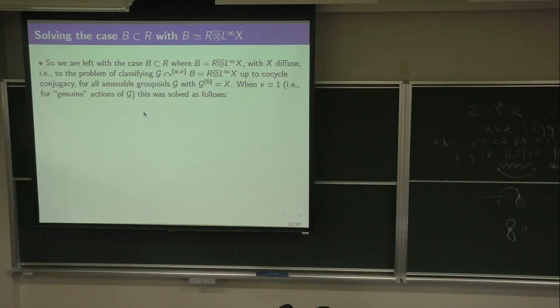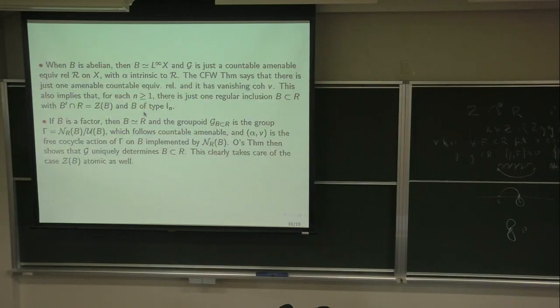So what is left? I wanted to point out that Popa trivially implies the case when Z of B, the center of B, is atomic. Atomic means it's just finitely many atoms, and because of the ergodicity of the action they have to have the same trace. So there exists a unique one for each dimension of the center.